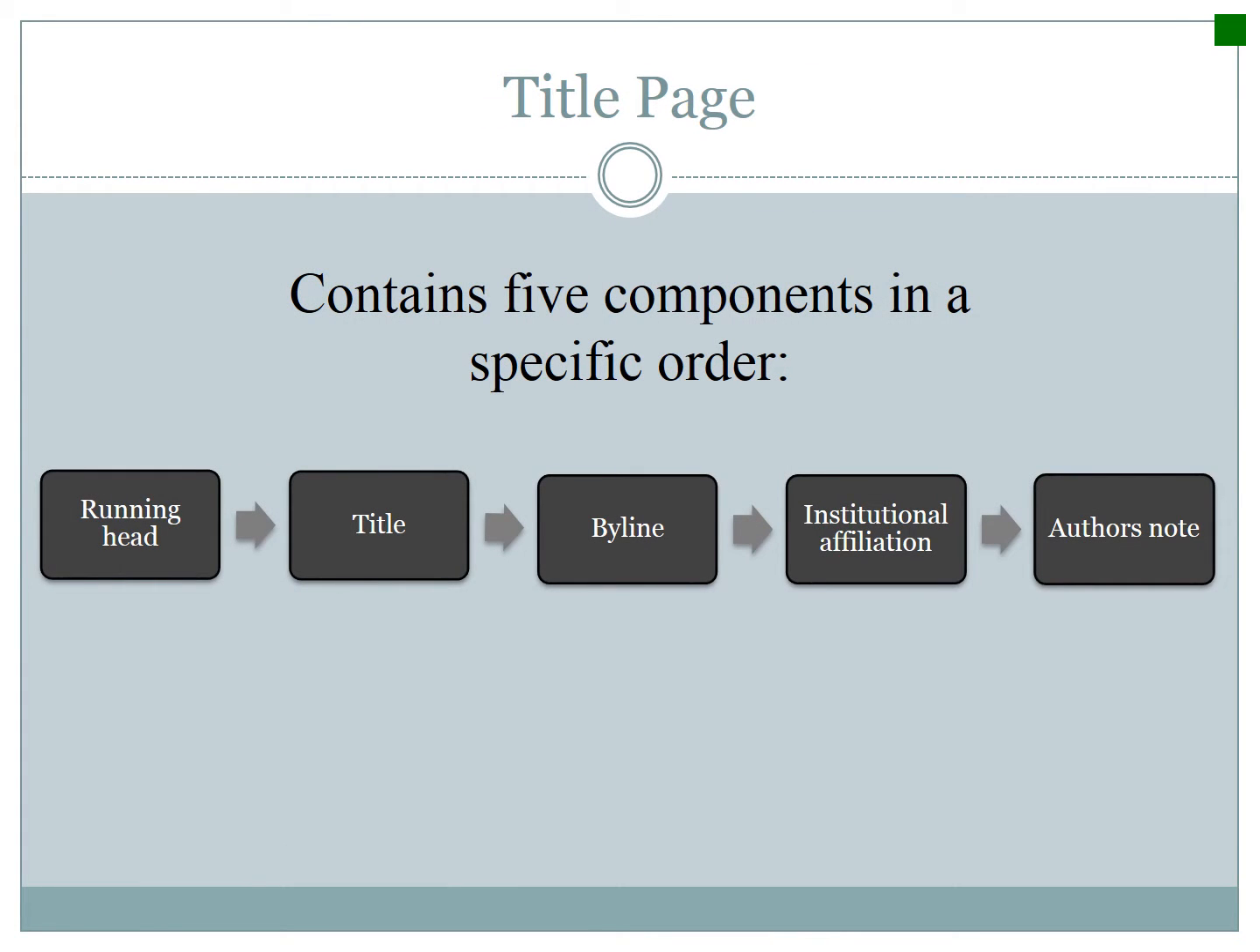Starting with the title page. It contains 5 components in a specific order: running head, title, byline, institutional affiliation, and author's note.